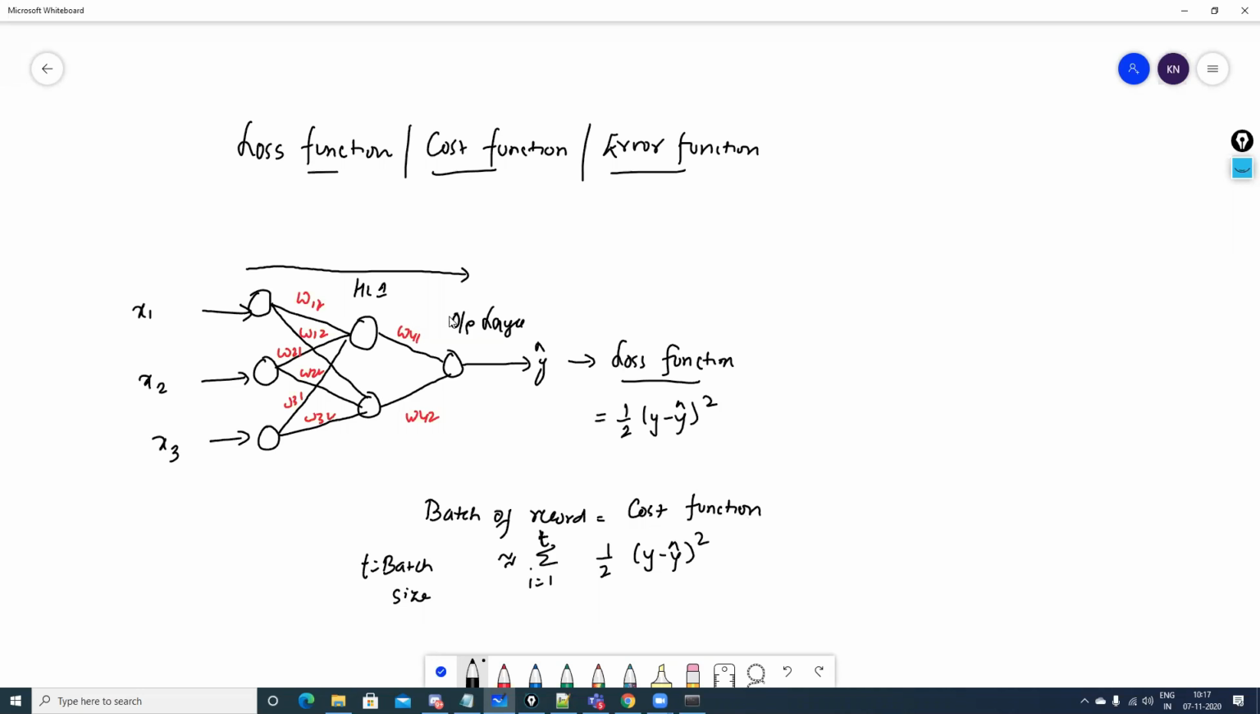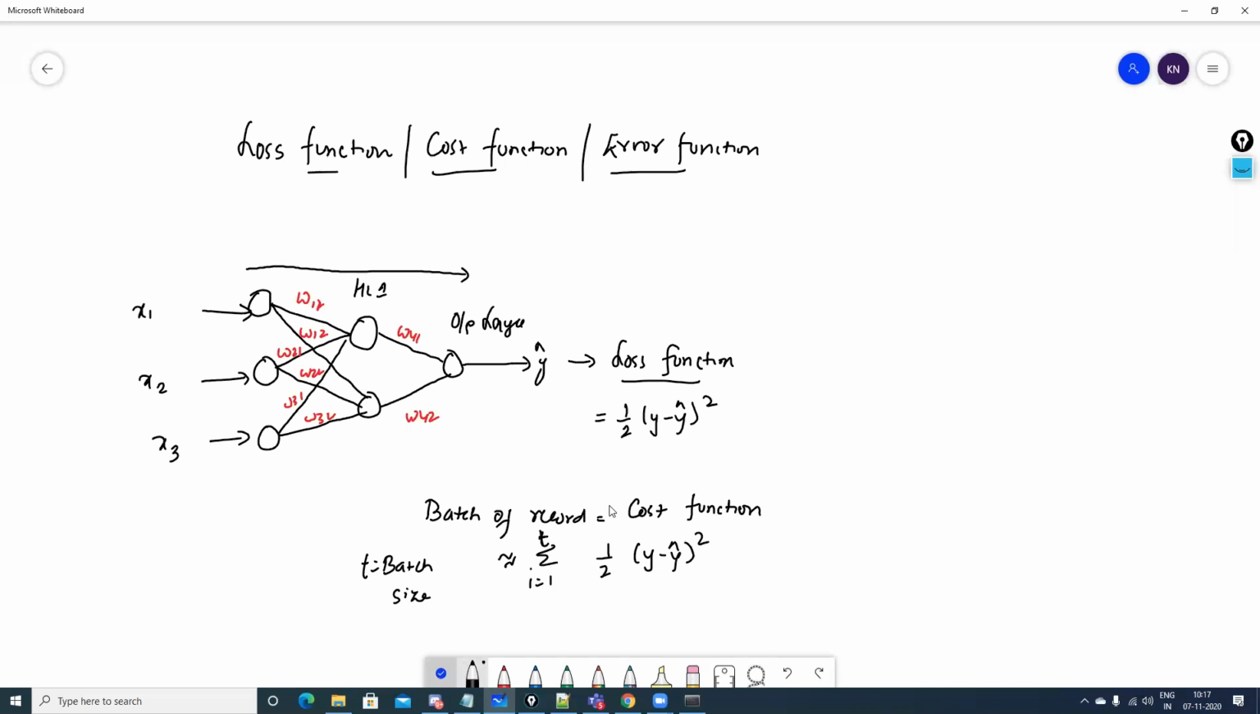If you are just playing with one record and trying to find the loss or the error value, then it is called a loss function. This is the basic difference. What is an error function? Both can be called error functions, only the names we call them are a little bit different: this in the case of a single record, this in the case of multiple records.